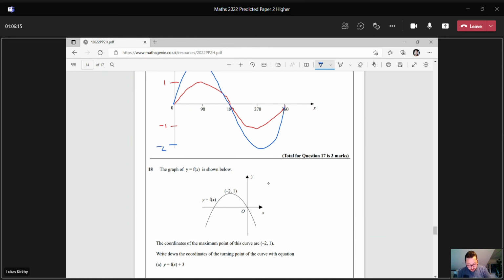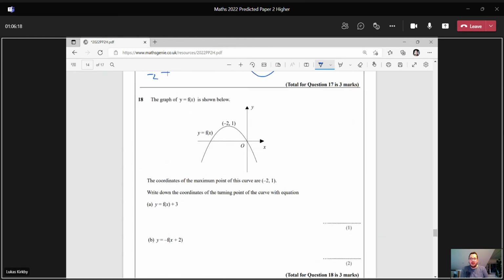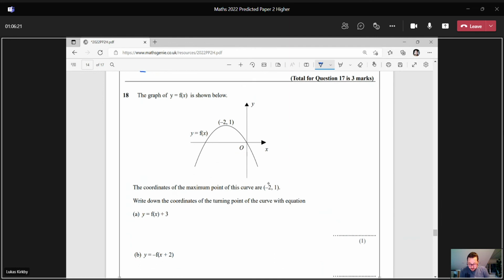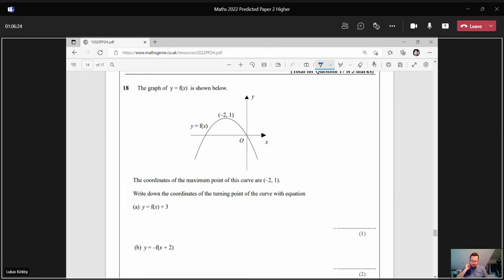Okay. Number 18 then, so the graph of y equals f of x is shown below. The coordinates of the maximum point of the curve are -2 and 1, and we want to write down the coordinates of the turning point. So the turning point is the maximum point of the curve with the equation y equals f of x plus 3. Okay, so just a reminder then, if your number is outside of the f of x, then that only affects the y. So this is plus 3, so our x stays the same, -2, and we just add 3 to the y, so 1 plus 3 is 4.